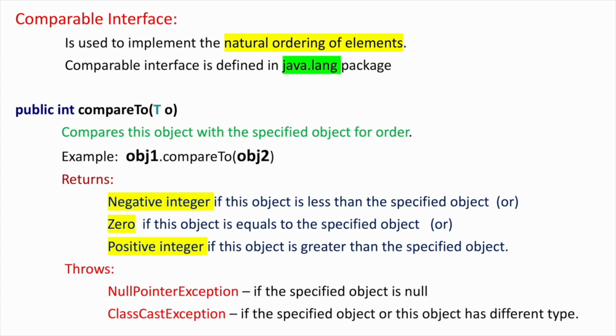This method may throw a ClassCastException also, if the specified object and this object have different types. Whenever we are comparing by using this Comparable interface, all objects should be homogeneous. If you have different types, then they cannot be compared, and they will throw a ClassCastException.